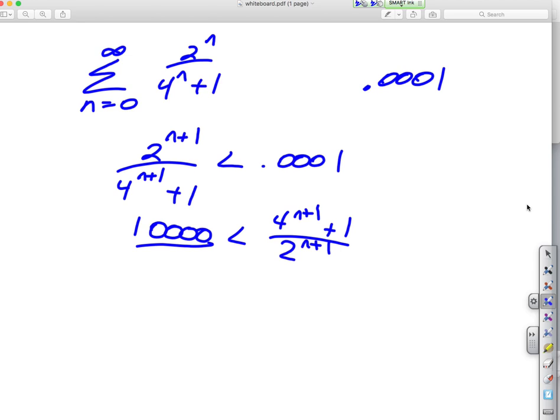Use your calculator, plug that in. Is there any way to guess what it might possibly be? Like, how do you look at it and think it's going to be, or do you just pick a number and start somewhere? I would start somewhere. I would start at maybe 10. Like n equals 10? Yes.